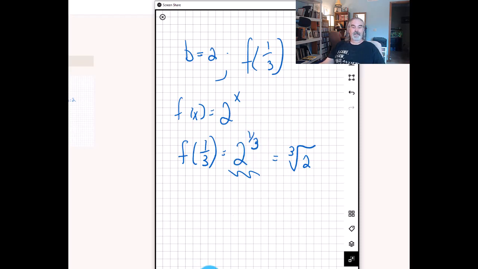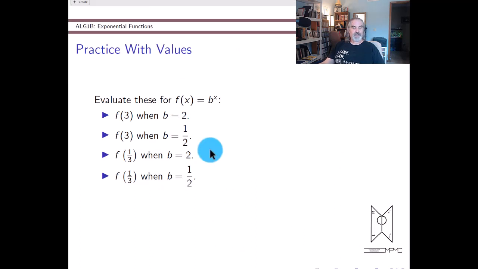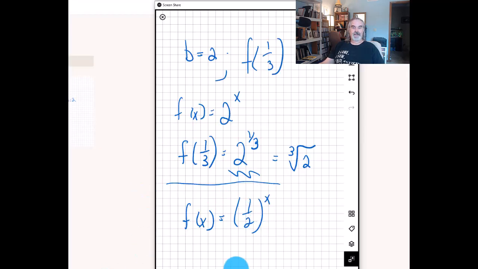Okay, and then the last variation of this would be to find f of 1/3 when the base is 1/2. So I'm going to reconstruct our function where the base is 1/2. Now it's down here at the bottom, and then we can see that f of 3 would be 1/2 cubed, and that will be 1/8.